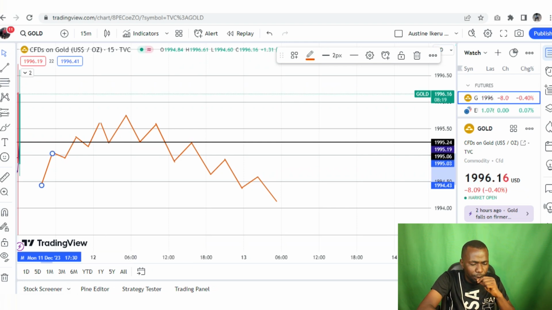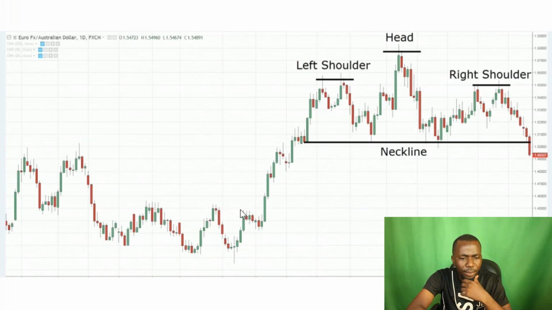Now let me show you some examples that will help you understand what I'm talking about. So this is an example. This is a clean example of how the head and shoulder pattern looks. You can clearly see that the market was previously in an uptrend, making higher high and higher low, higher high and higher low, right? Then what happened? The price made a higher high here and then makes a higher low here, right?